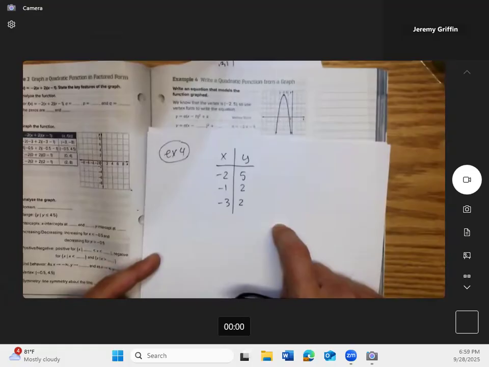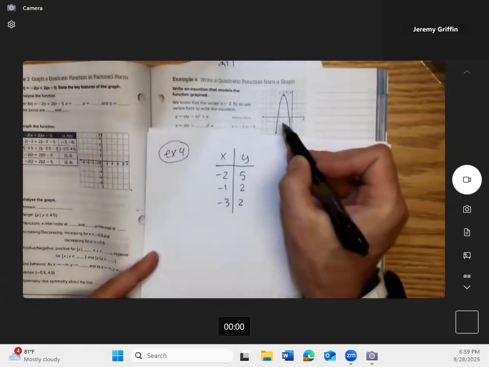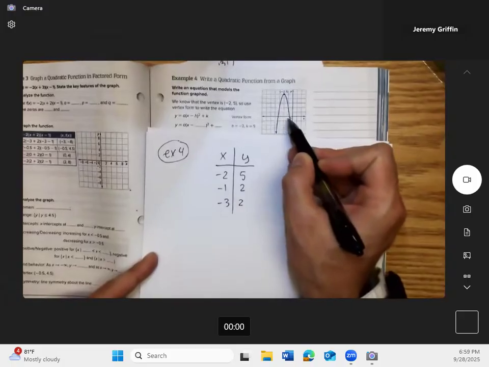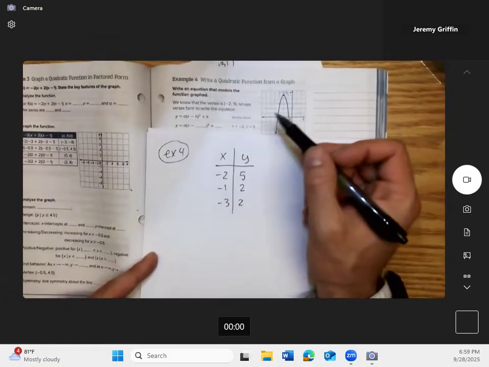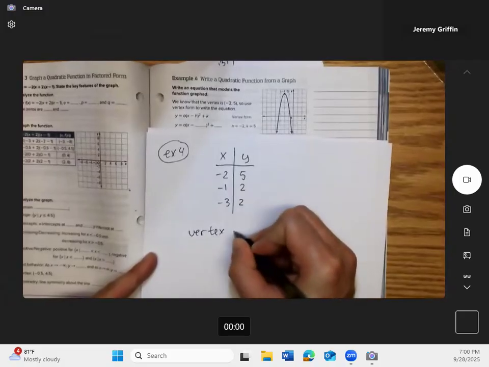Now we have different forms we can put this in. We do standard form, vertex form, factored form. Now the factored form is a little tricky because just eyeballing the graph, I can't immediately discern exactly what these x-intercepts are. So I'm not going to worry with that. Let's try the vertex form. So I'll consult vertex form.